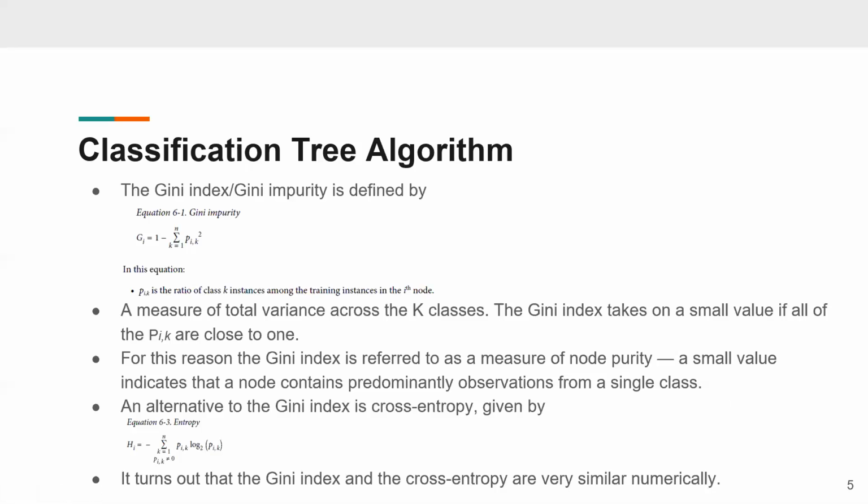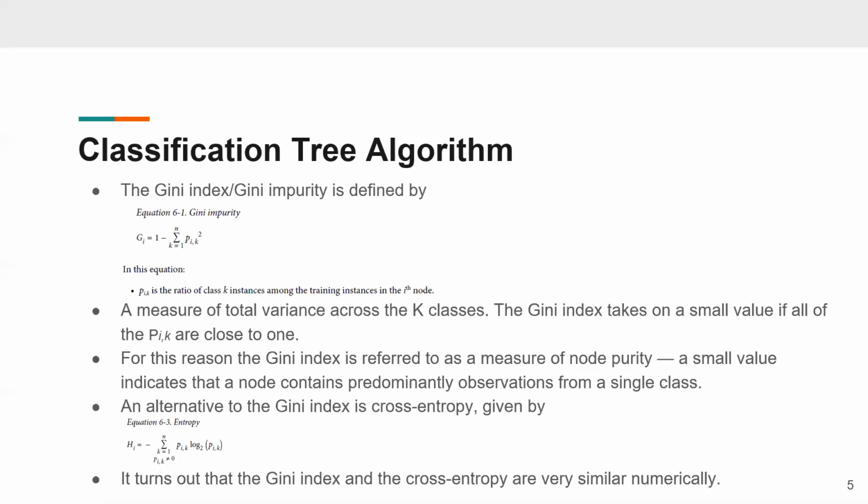Now, there's another alternative to the Gini index. Instead of using the Gini index, we use something called cross entropy, which is given by the following function: H_i equals the negative of this summation. For this node, p_i,k is the percentage that goes to a specific category k, times the log of p_i,k, and then we sum over all of the classes, k equal to 1 to n, to summarize the entropy. We call it the cross entropy of this node.